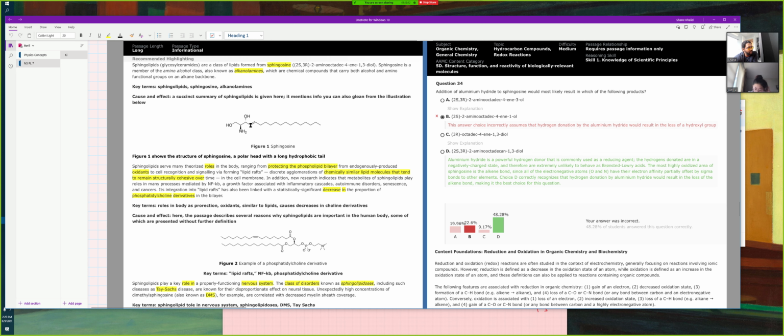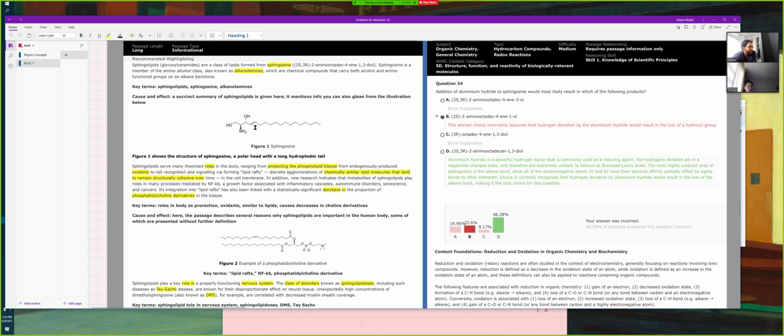The alcohol groups stick around. Exactly. So they're saying if you just add it, what will happen? It doesn't say what will happen if you keep adding it. But I think even if you keep adding it, the double bond should still be the one that gets reduced first.